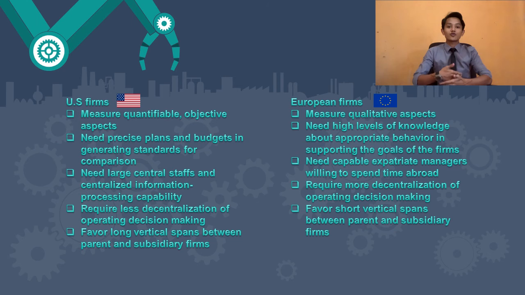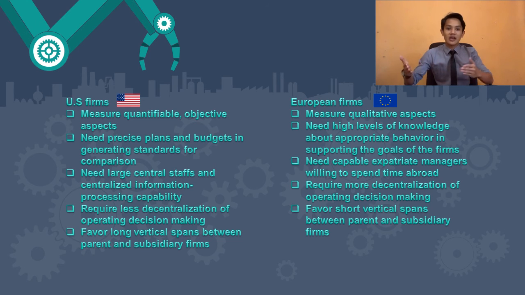Okay, the next one we can look at on the slide. The difference in the controlling system in US firms and European firms. In US firms, they measure more quantifiable and objective aspects. Meanwhile, in European firms, they measure more qualitative aspects. In US firms, they need precise plans and budgets in generating standards for comparisons. In European firms, they need a high level of knowledge about appropriate behavior in supporting the goals of the firms.